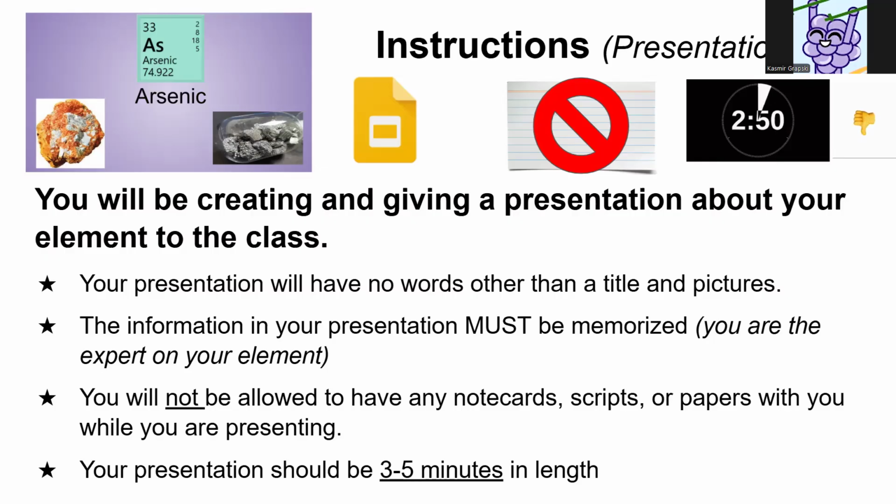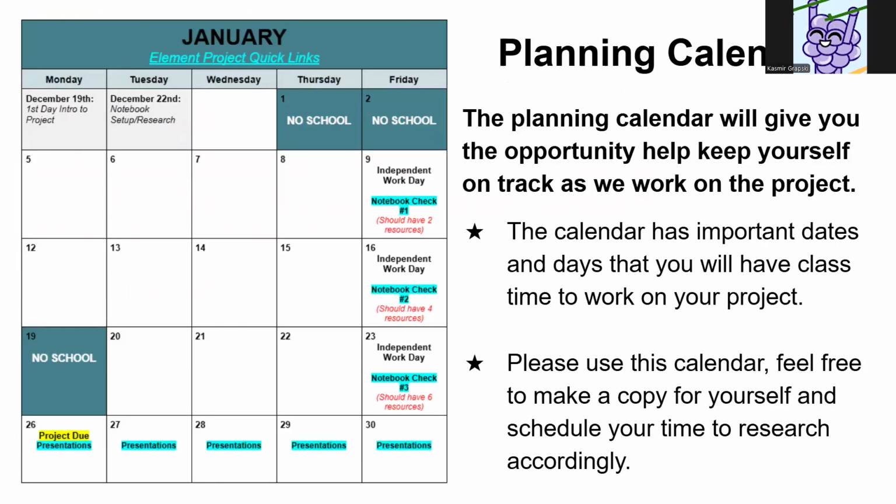Don't worry about this too much, because by the end of the month, you will have spent so much time looking into your element that this should be a pretty easy component. I believe in all of you, and you got this. Okay, and we'll do some practice presentations beforehand, so it isn't your first time fully presenting in class.